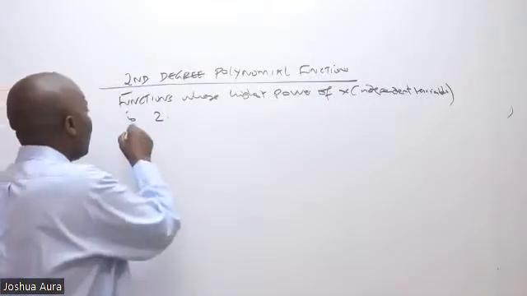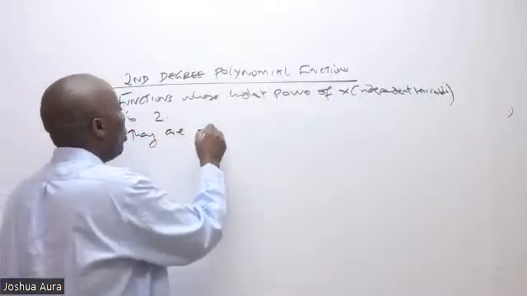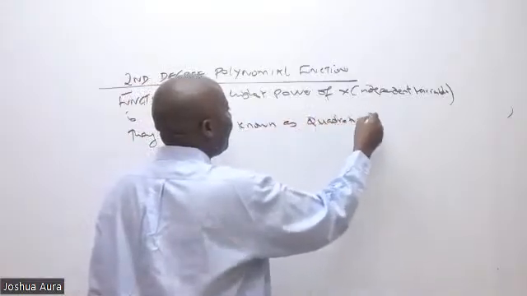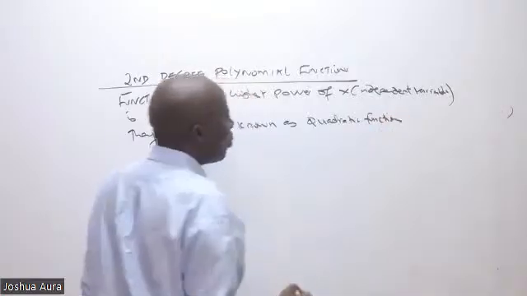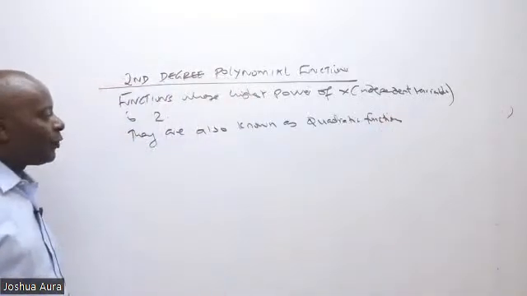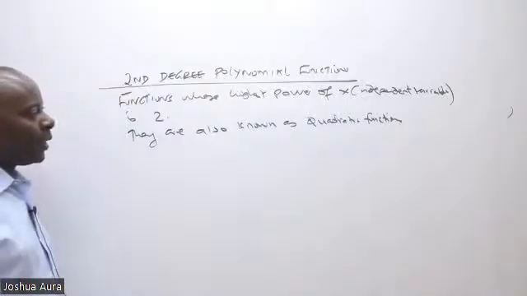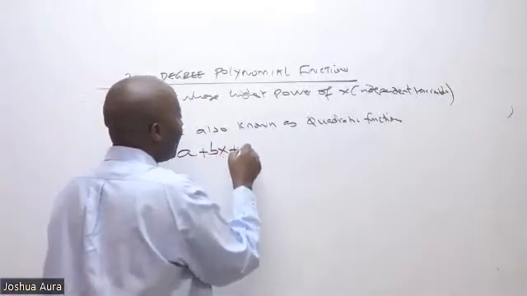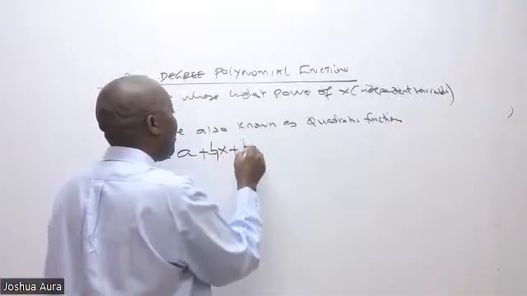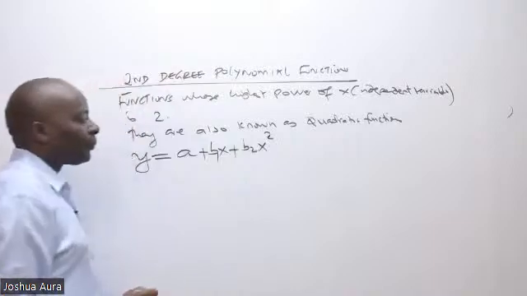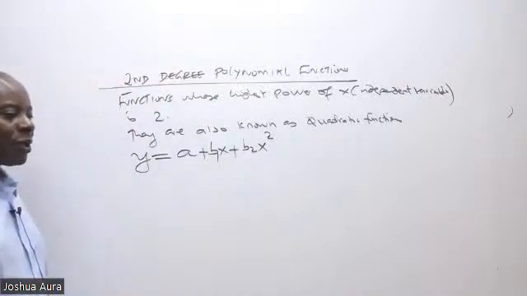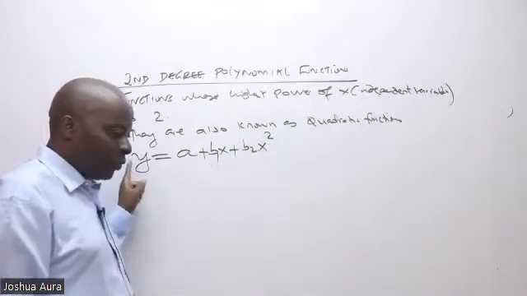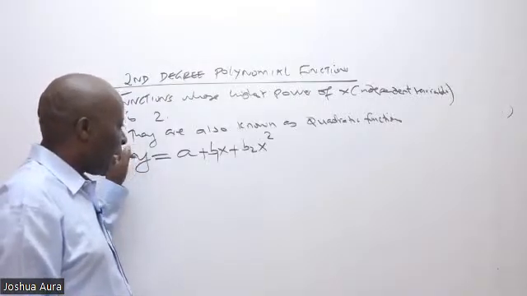They are also known as quadratic functions. Their general form is y equals a plus b1x plus b2x squared, like that. Any function whose highest value of x is squared. Remember, for you at your level here, y, the dependent variable, can only be raised to 1.